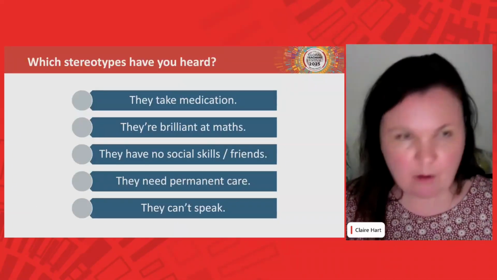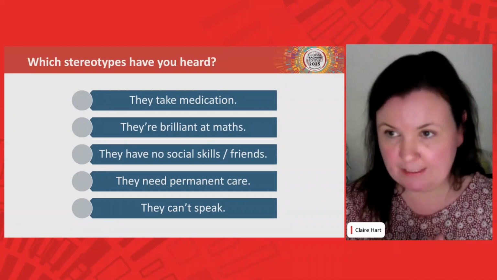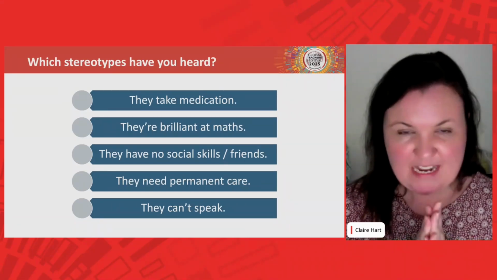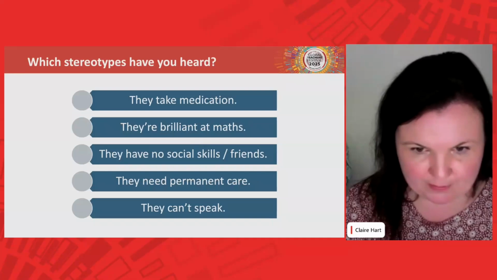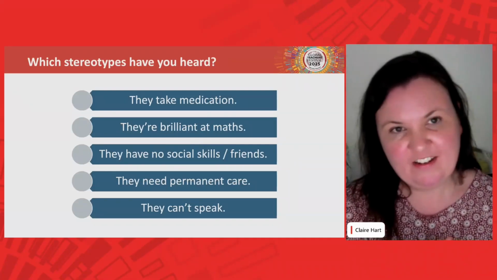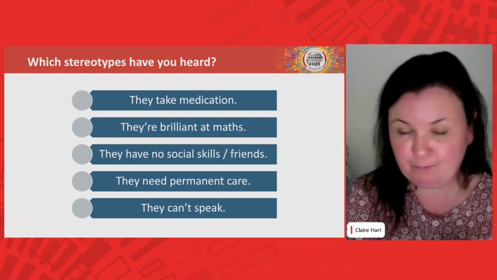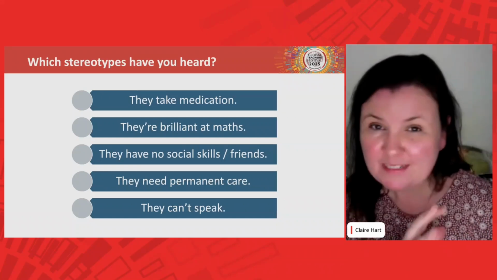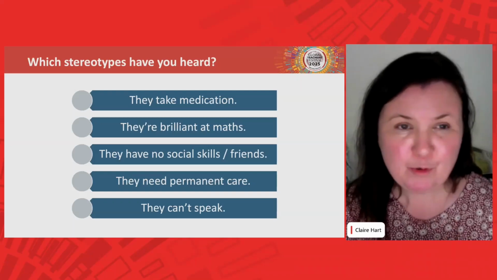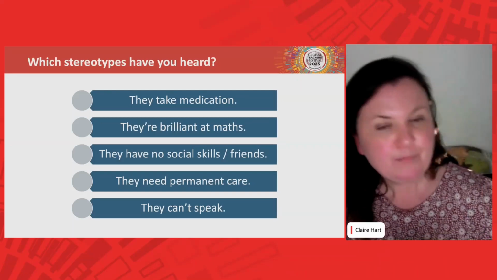So I want to start by looking at some stereotypes of autistic people. How many of these stereotypes have you heard? The first one is they take medication. Maybe a stereotype a bit more associated with people with ADHD than people with autism.